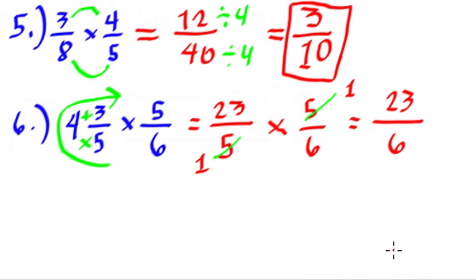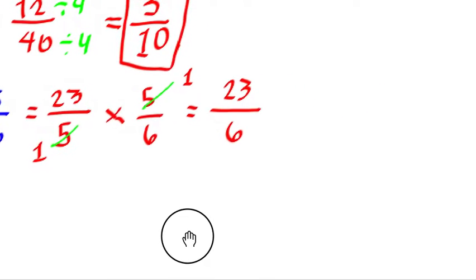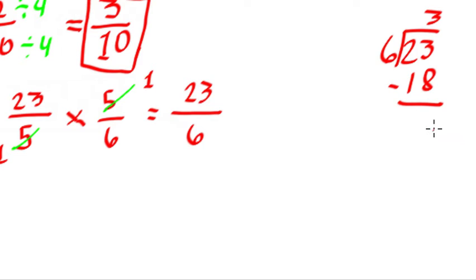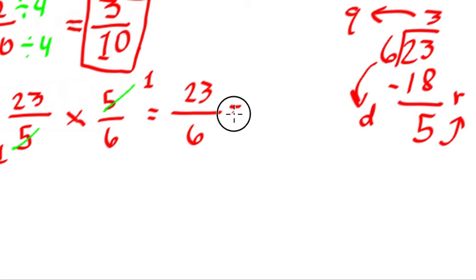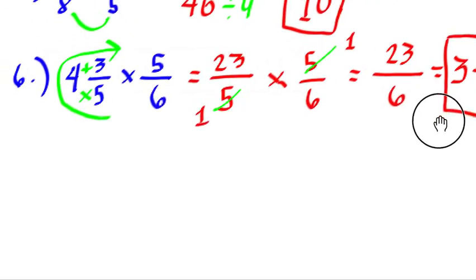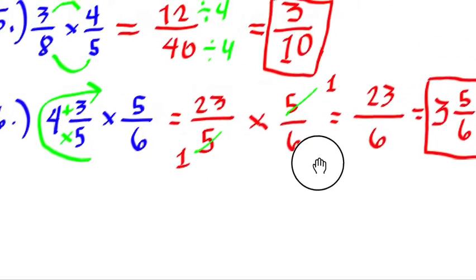But we cannot just accept that as an answer. We need to divide it. So 23 divided by 6, how many 6s are there? 3. So we have 18, minus. So what's the answer? 5. Right? So this is our quotient, this is our remainder, this is our divisor. So what do we have? So we have 3 and 5 over 6. And this is our answer for number 6. Okay? So again, 3 and 5 over 6.